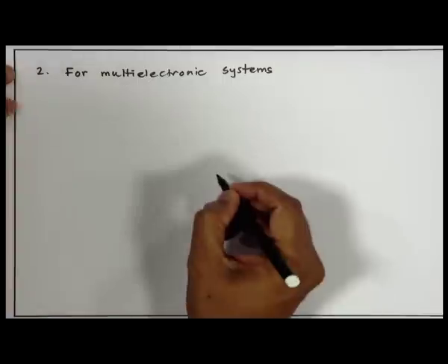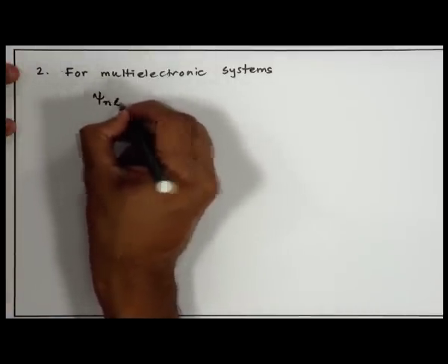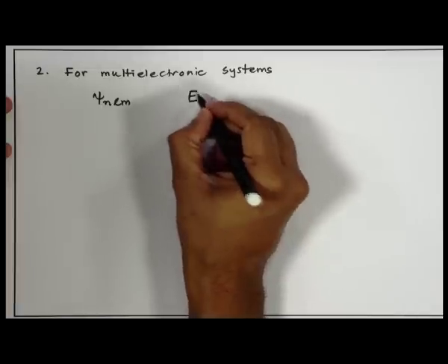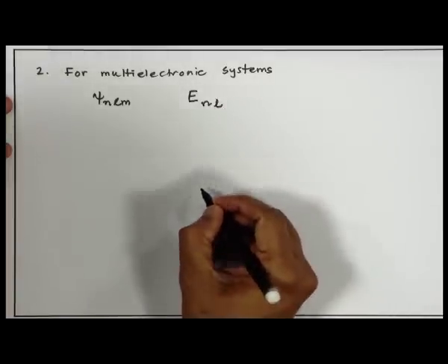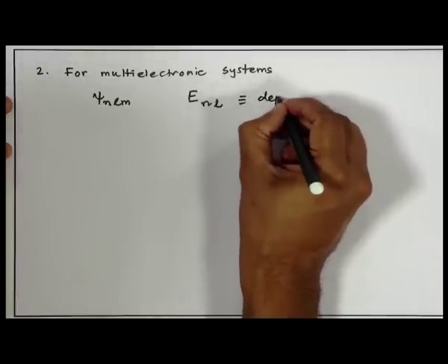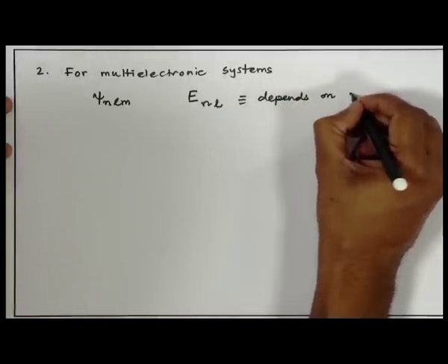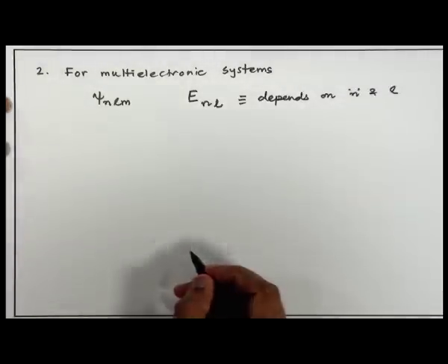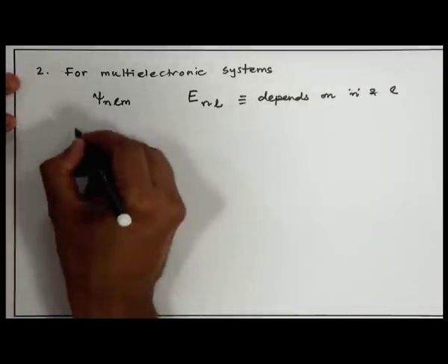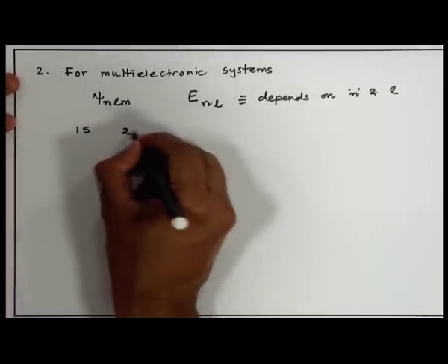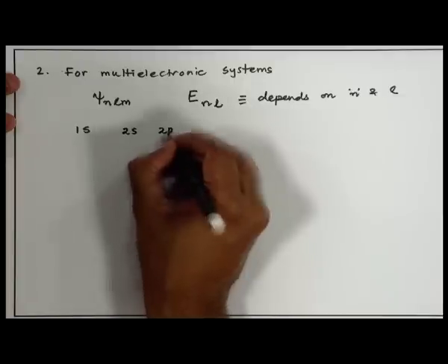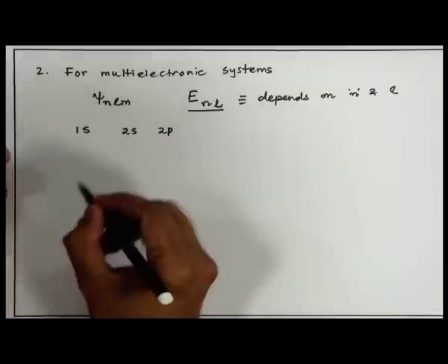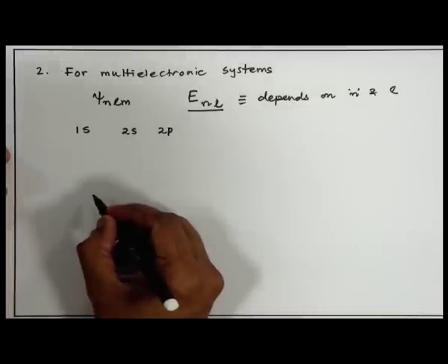For single electronic systems like hydrogen, we had the wave function psi nlm, and here also we have the same wave function, but here the energy value depends on n as well as l. So, the energy value depends on n and l, but it does not depend on m. So, what do we have? Let us write down the orbitals that we know. 1s, 2s, 2p. I am not writing down 2px, 2py, 2pz now, because I already know that the energy does not depend on m.